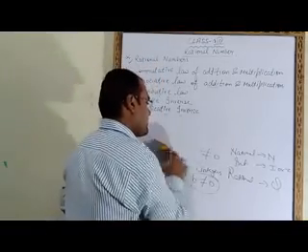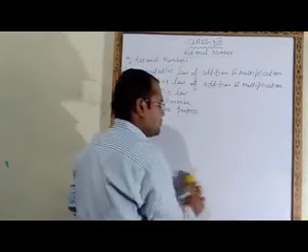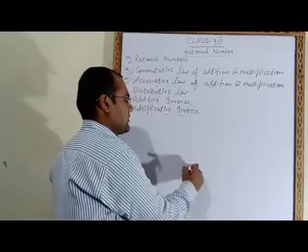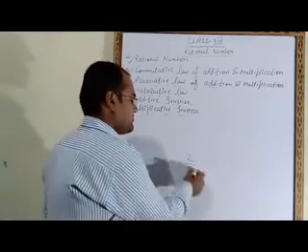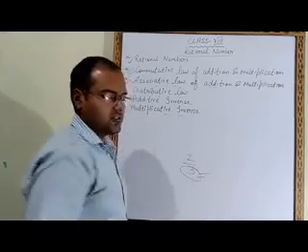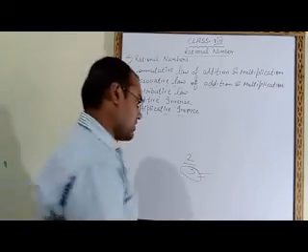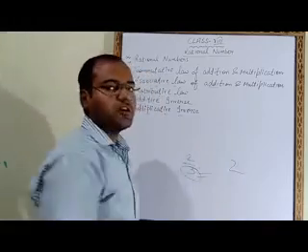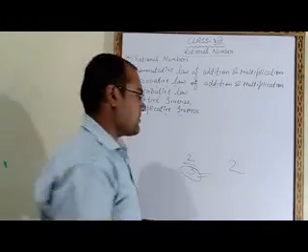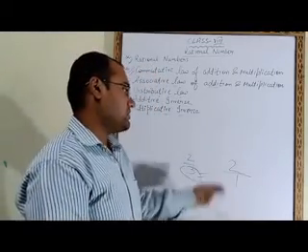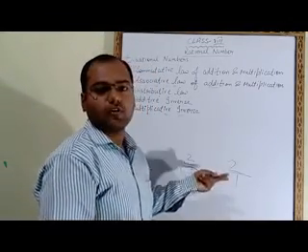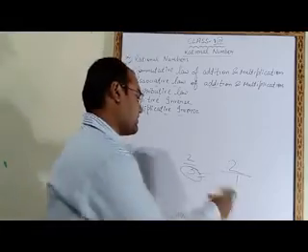Let's take one example: 2 upon 3. It is written in the form of a upon b and this b value is not equal to 0. That's why this is a rational number. 2 is also a rational number. Why is it rational? Because under this 2 we can take 1, so it is expressed in the form of a upon b. That's why this is also a rational number.